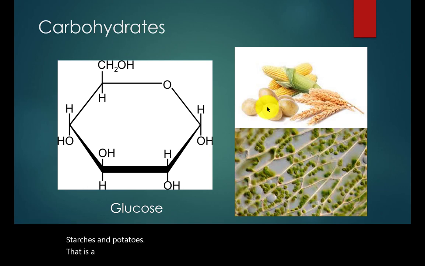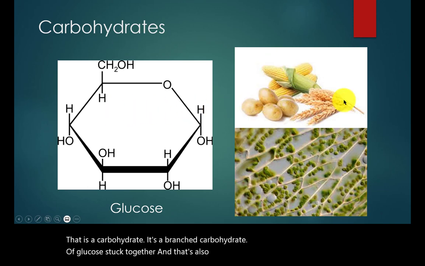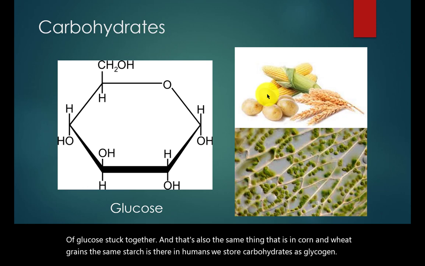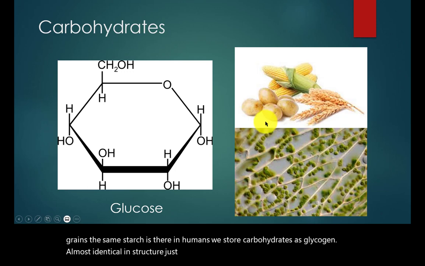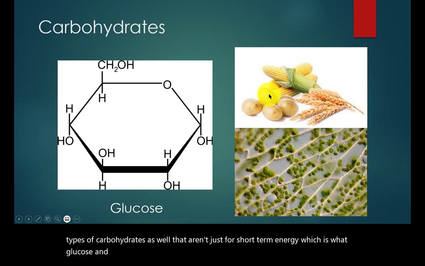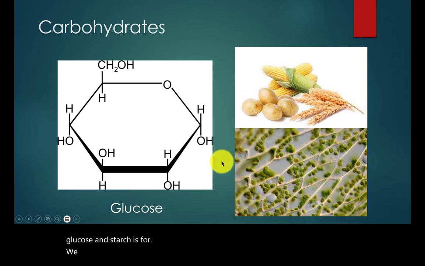Starches in potatoes, that is a carbohydrate. It's a branched carbohydrate of glucose stuck together. That's also the same thing that is in corn and wheat grains. The same starch is there. In humans, we store carbohydrates as glycogen. It's almost identical in structure, just a different branching pattern. But there's also other types of carbohydrates as well that aren't just for short-term energy, which is what glucose and starch is for. We also use carbohydrates as structural components.